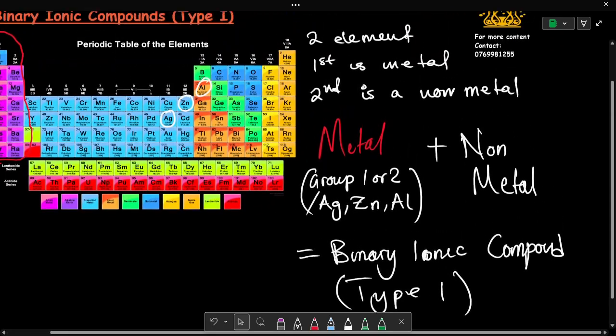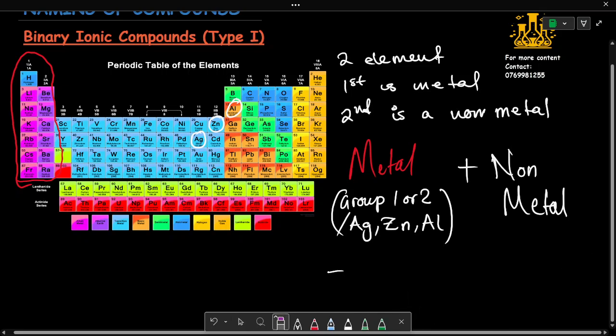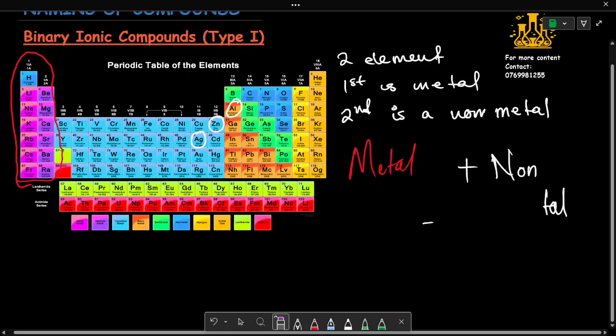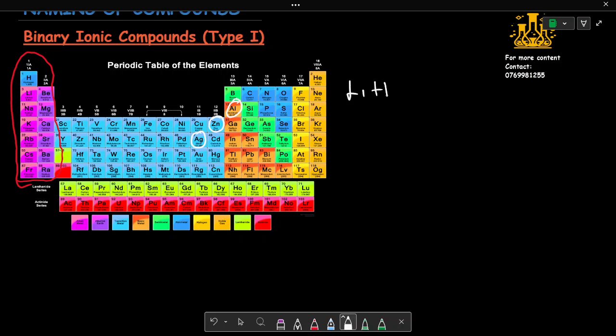Now, how can we name these compounds? How can we name the binary ionic compounds of type 1? So let's say you're combining a metal which is from group 1, for example, lithium, and you're combining it with chlorine. What is going to be the name of the compound that will be formed?